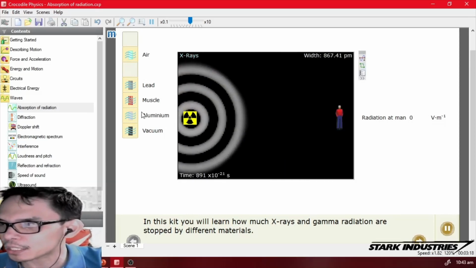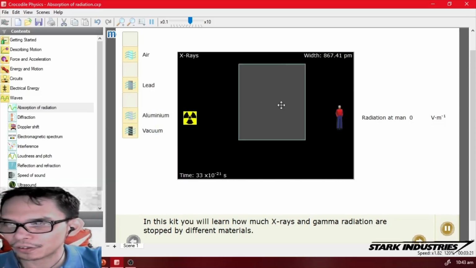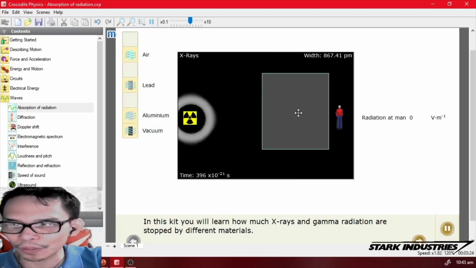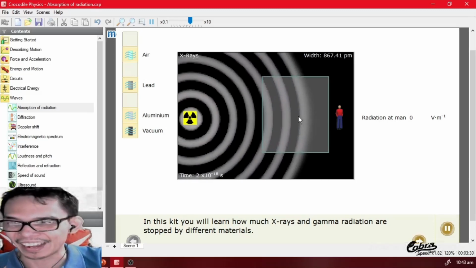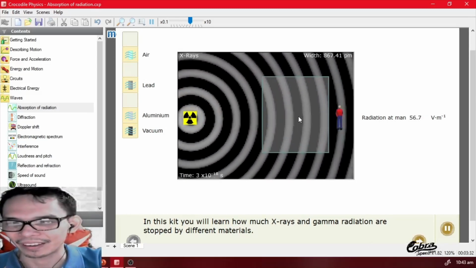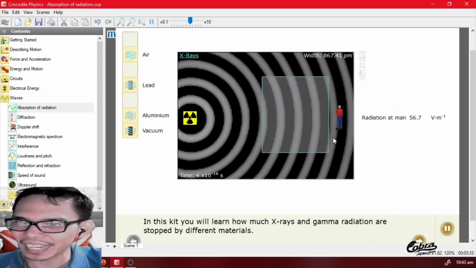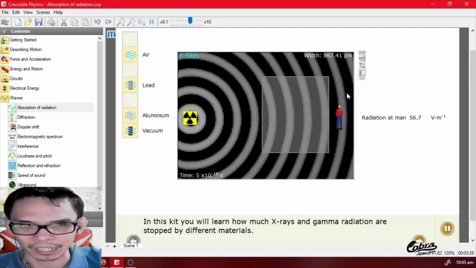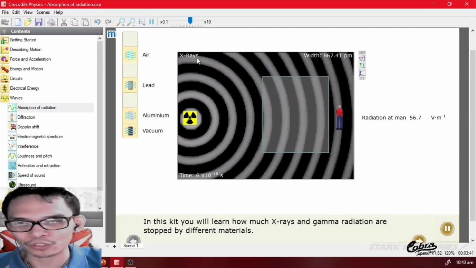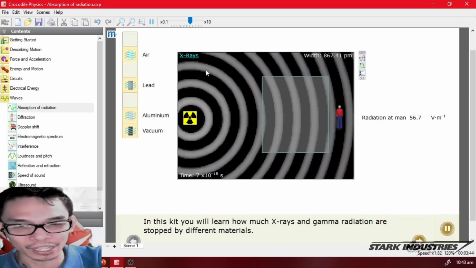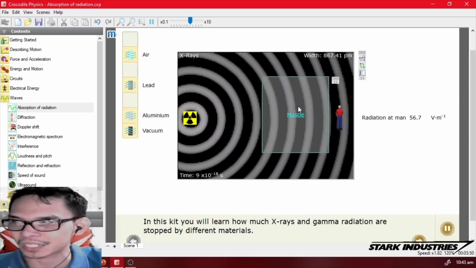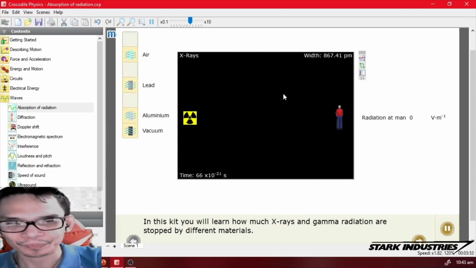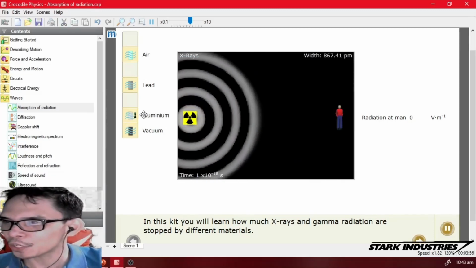Next one is the muscle. I don't know if the muscle can protect us. Suppose you have a muscle wall. It cannot protect us from X-ray. As you can see, I do not change it to gamma rays because logically speaking, if X-ray can pass through, more so the gamma rays. So next one, we have aluminum.